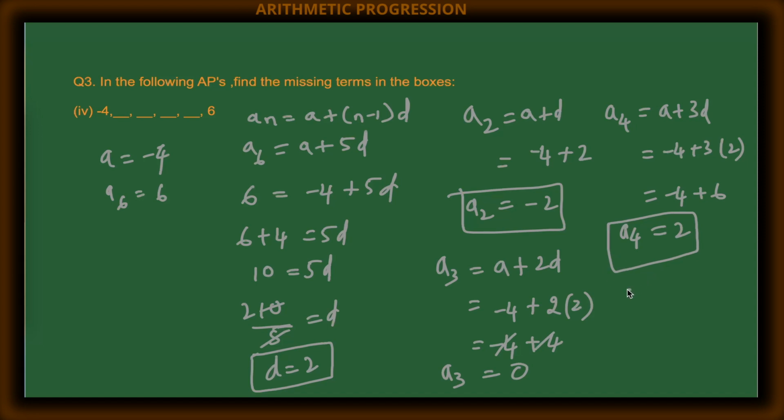Okay, so the last term we need to find. A5 is equal to A plus 4D. What is A here? A is given as minus 4 plus 4 into D. What is D? D is 2. So minus 4 plus 4 2s are 8. This becomes 4. So A5 also we have it. So with this we have found out all the missing terms. Okay students, let's move to the next slide.